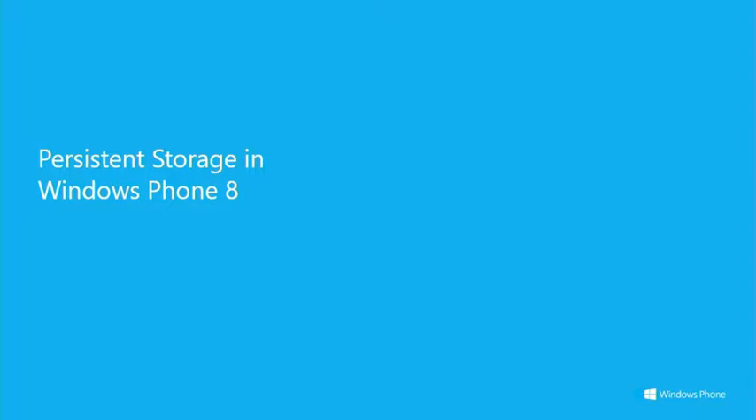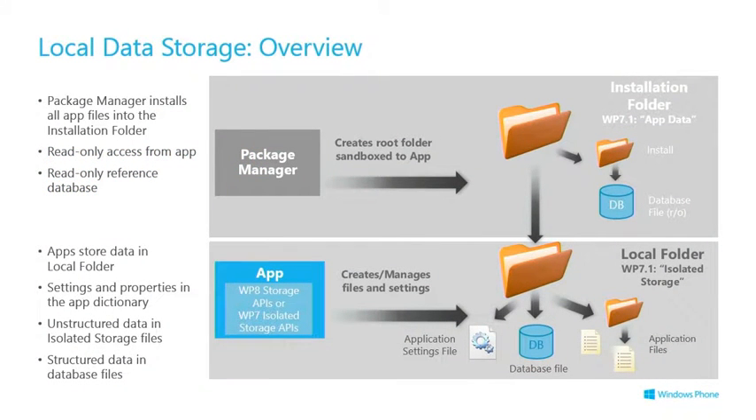So let's dive into persistent storage in Windows Phone 8. When we talk about local data storage, I think the big takeaway on this slide is you have two separate locations on the phone where things are stored. There's the installation folder, where your application gets exploded out onto the device. This used to be known as the app data folder on Phone 7. It holds all the read-only content, parts of your app that were pre-configured, and you could send a database down and things like that.